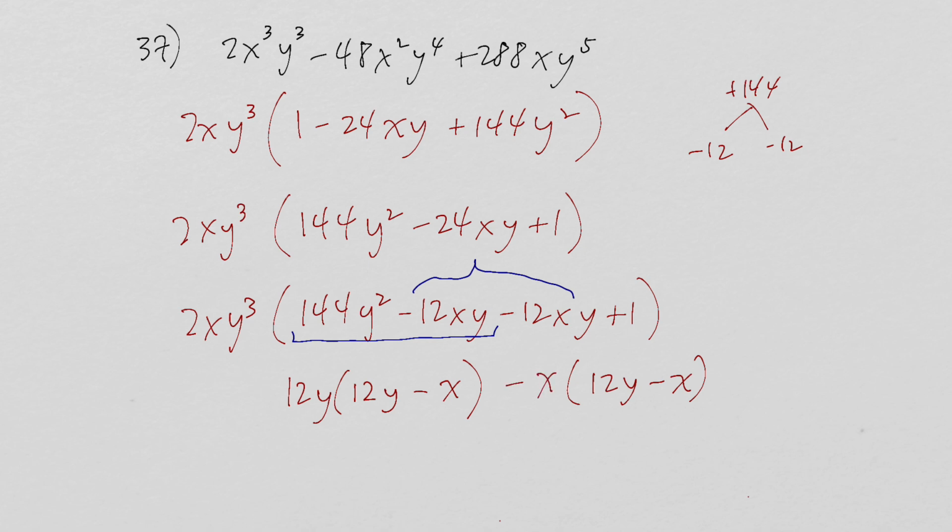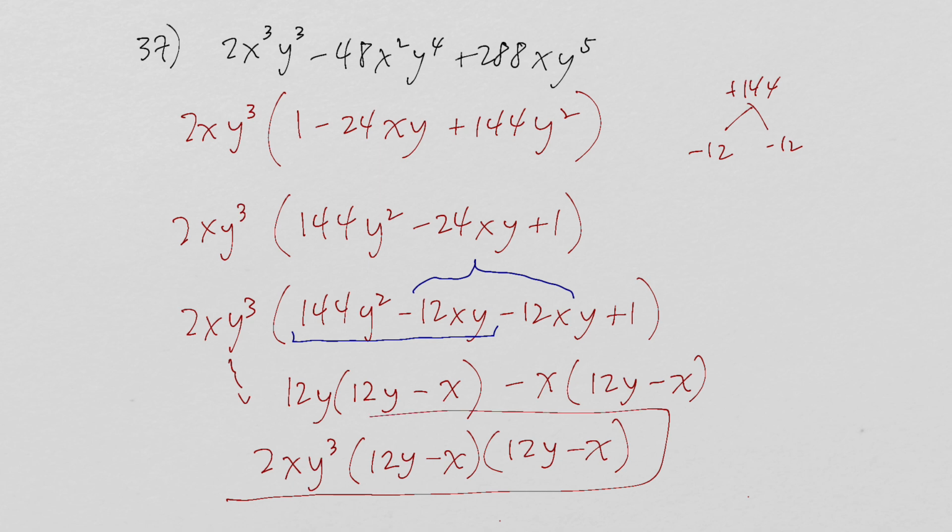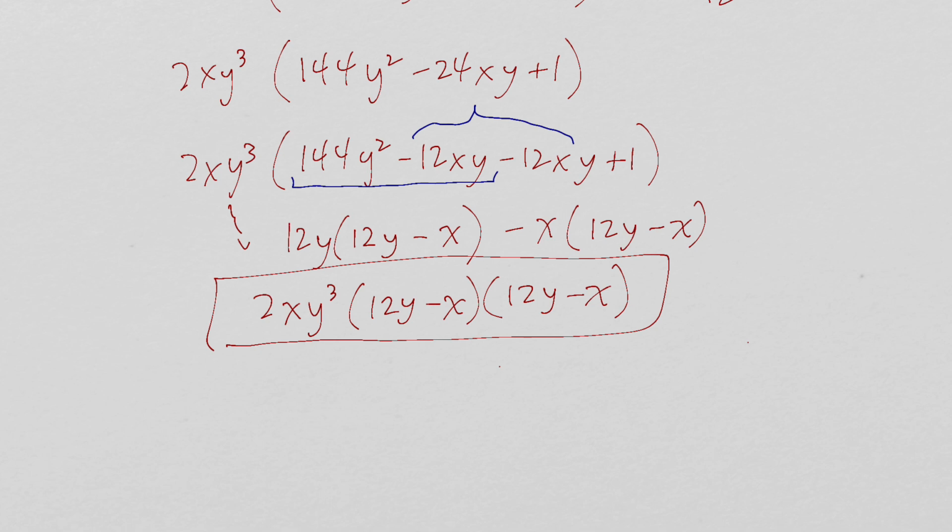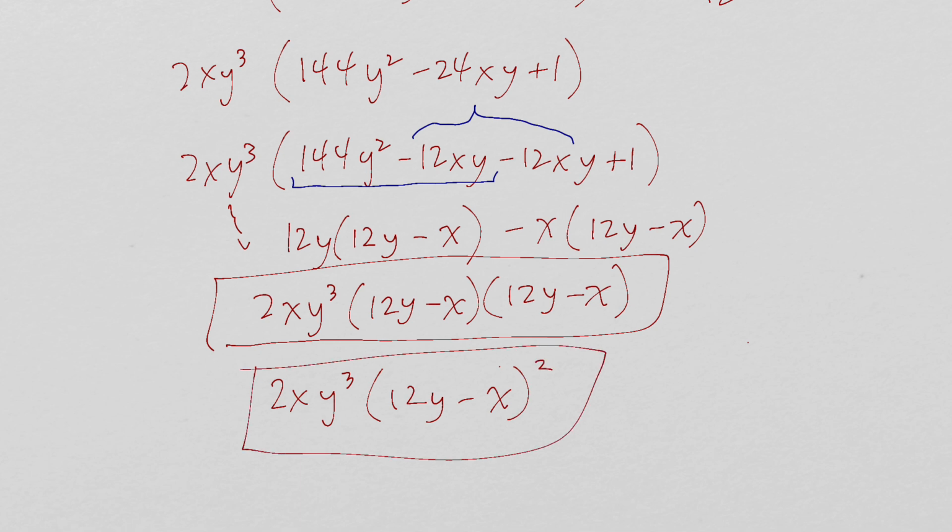So my final answer is going to be 12y minus x times 12y minus x, and then don't forget this, which is 2xy cubed. Actually, another way to write this would have been like this: 2xy cubed times 12y minus x quantity squared. That might be a little more simple. That's it.